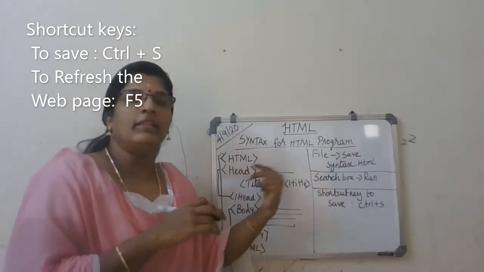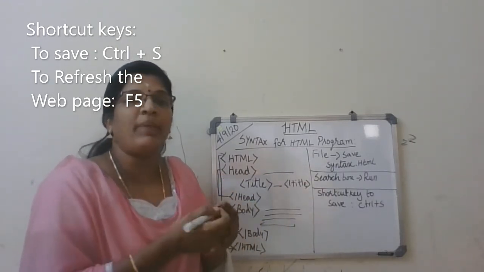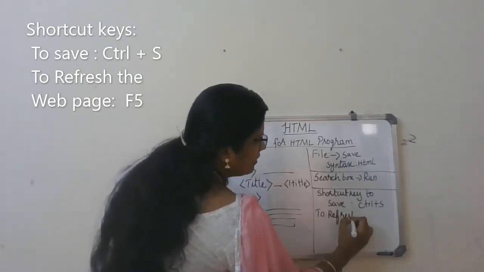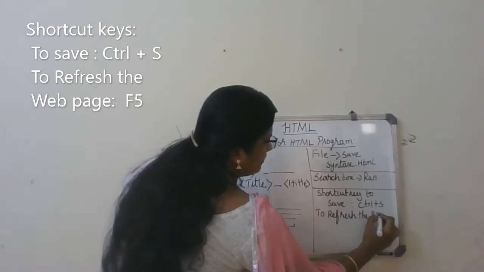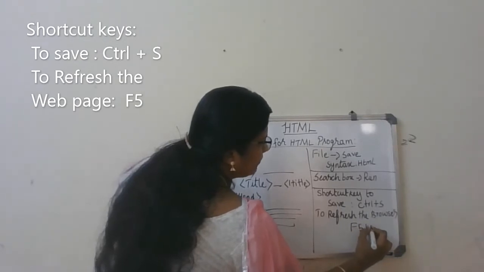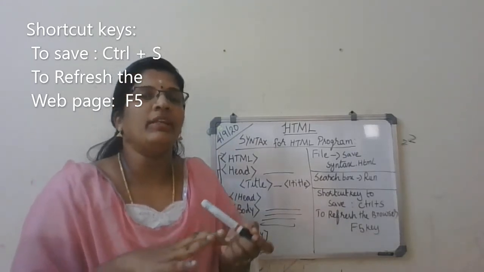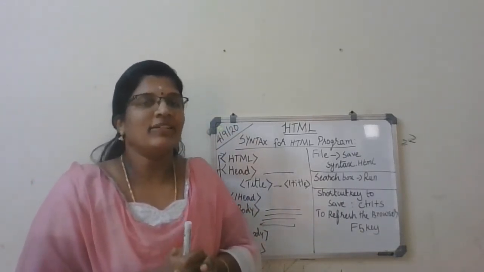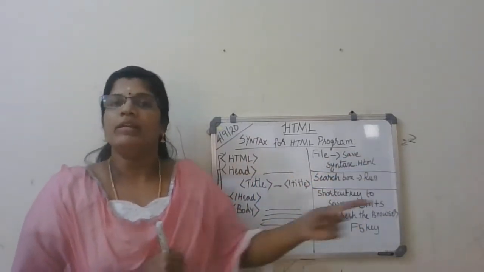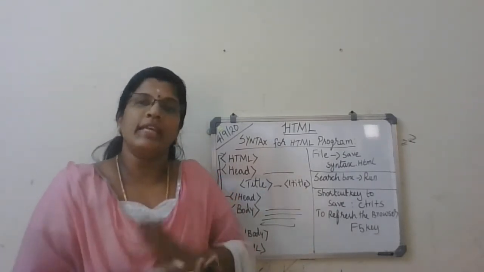Okay, and that is in a notepad. In a browser window, how do you refresh the page? To refresh the browser, F5 key. In your keyboard, you have a F5 key. Just press the F5 key, the page will be refreshed. Got it? So this is the way you have to write the program, save it, run, and see the display, see the output. Fine.